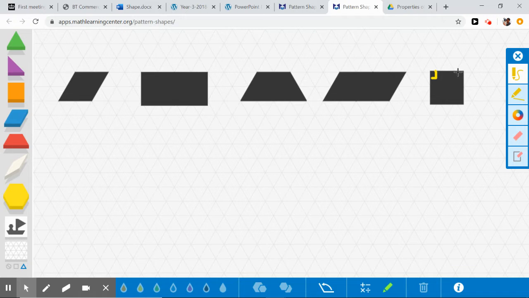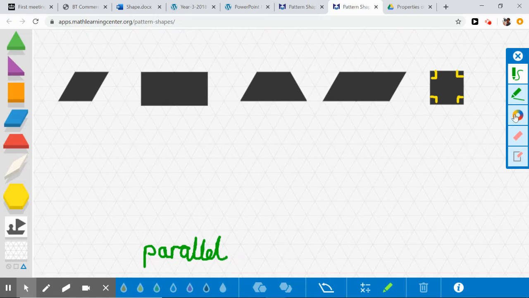1, 2, 3, and 4. Also, it has 2 pairs of parallel lines. So I'm going to write the word parallel. It's annoying this, it doesn't let me type. So you're going to have to make do with my really rubbish writing. Although actually that's pretty good. Parallel.